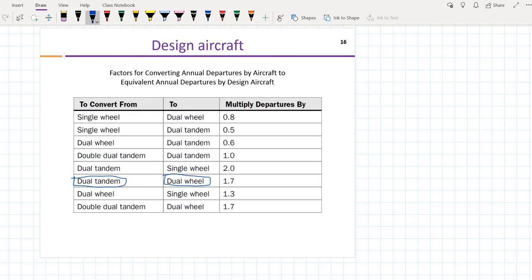When we go from dual tandem to dual, the conversion factor is 1.7. You will not find any conversion from dual to dual, and similarly you are not going to see the conversion from single to single. You are also not going to find the conversion from dual tandem to dual tandem, because all of these conversions are 1. This is common sense, so that's why they are not mentioned in this table. Anyway, from dual tandem to dual, the conversion is 1.7.